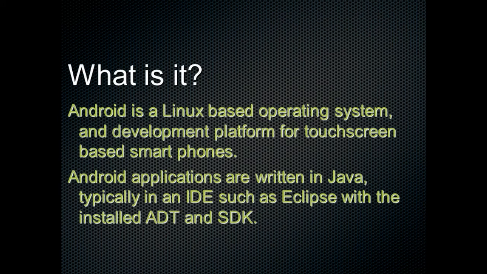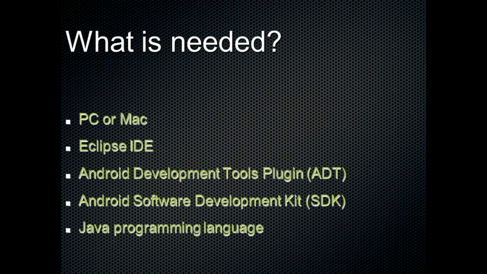Android is a Linux-based operating system and development platform for touchscreen-based smartphones. Android applications are written in Java, typically in an IDE such as Eclipse, with the installed ADT and SDK. Wow, what does that all mean? Well, Java is a programming language, and that's one of the components that we're going to need to write our Android programs, but it's not the only component.